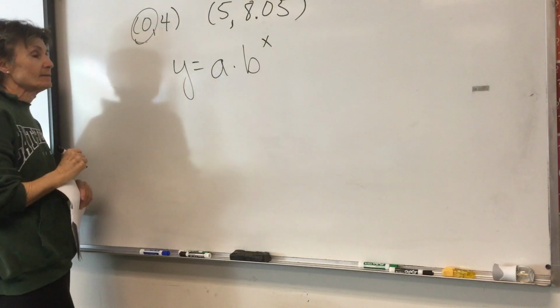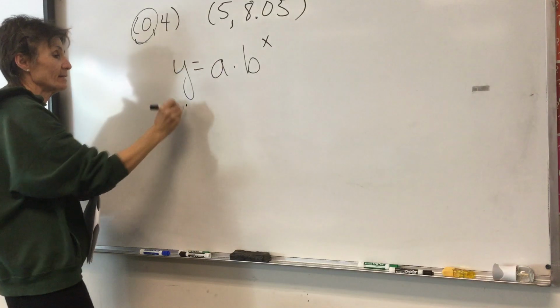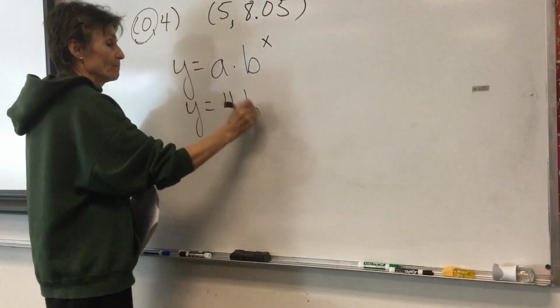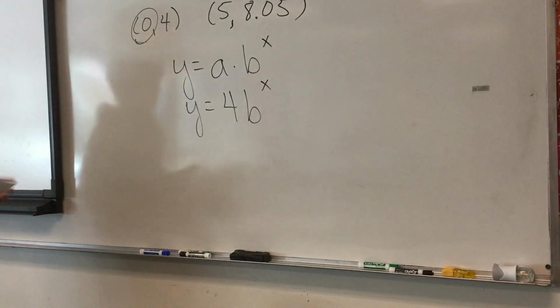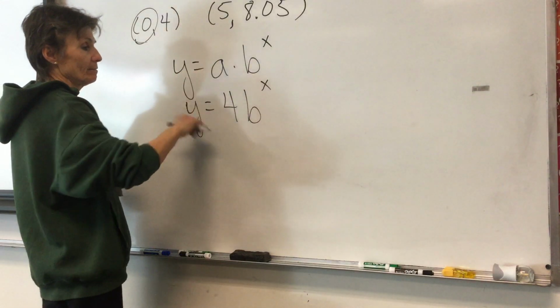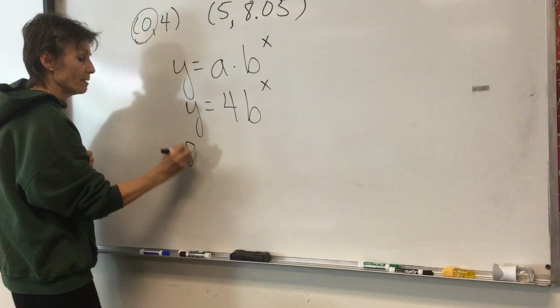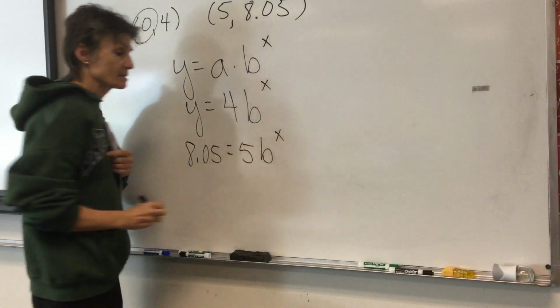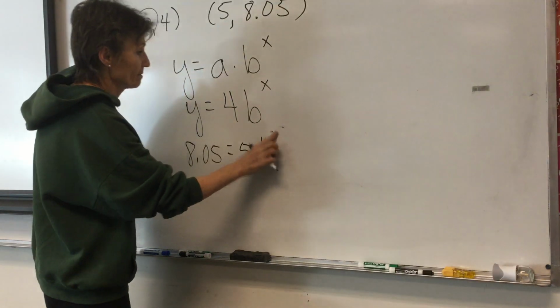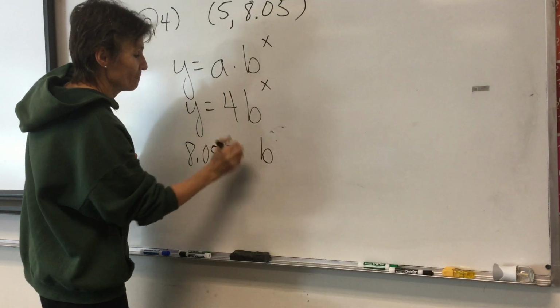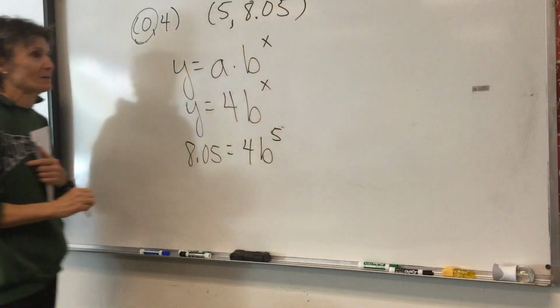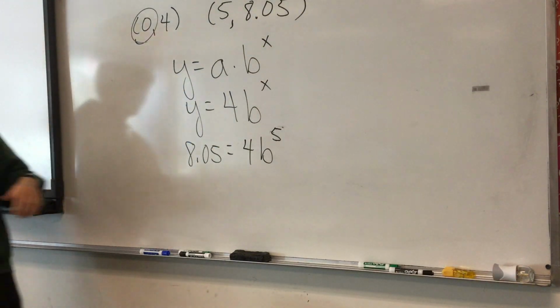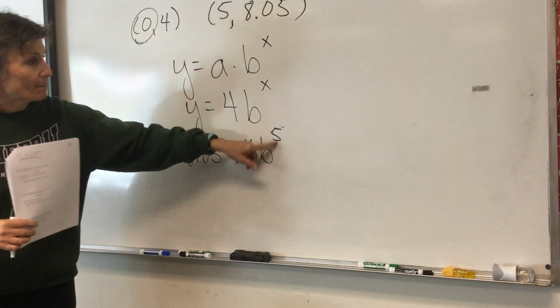Keep in mind, there's your initial value right there. So we know A is 4. Now, to find B, we're going to just plug in. So 8.05 equals 4B to the 5th. There we go. So my A is 4 and my x is 5.